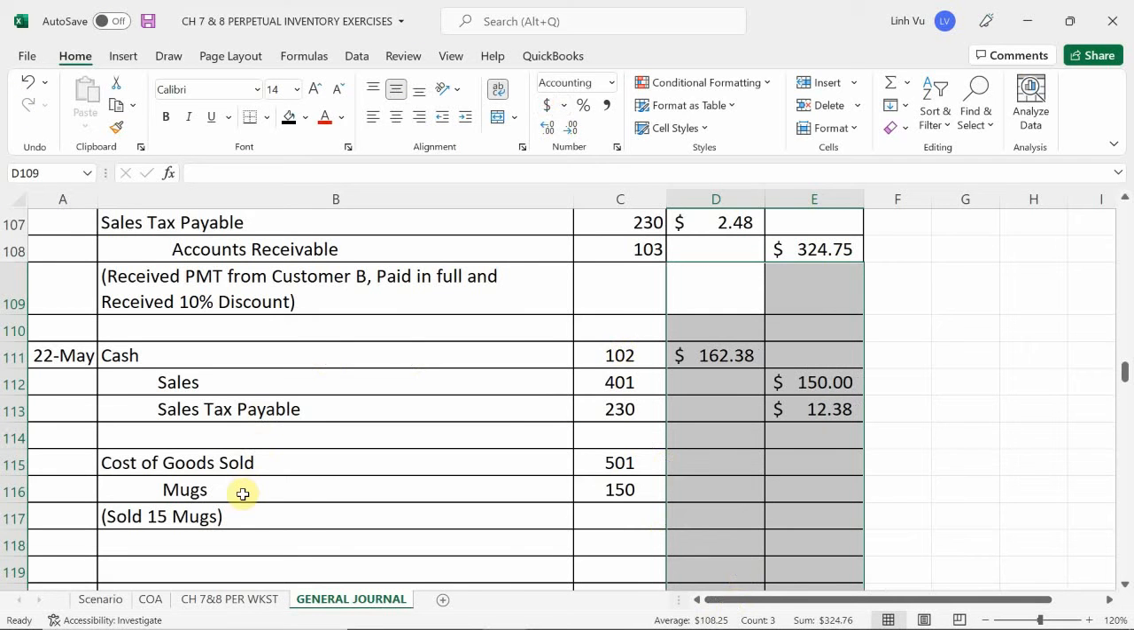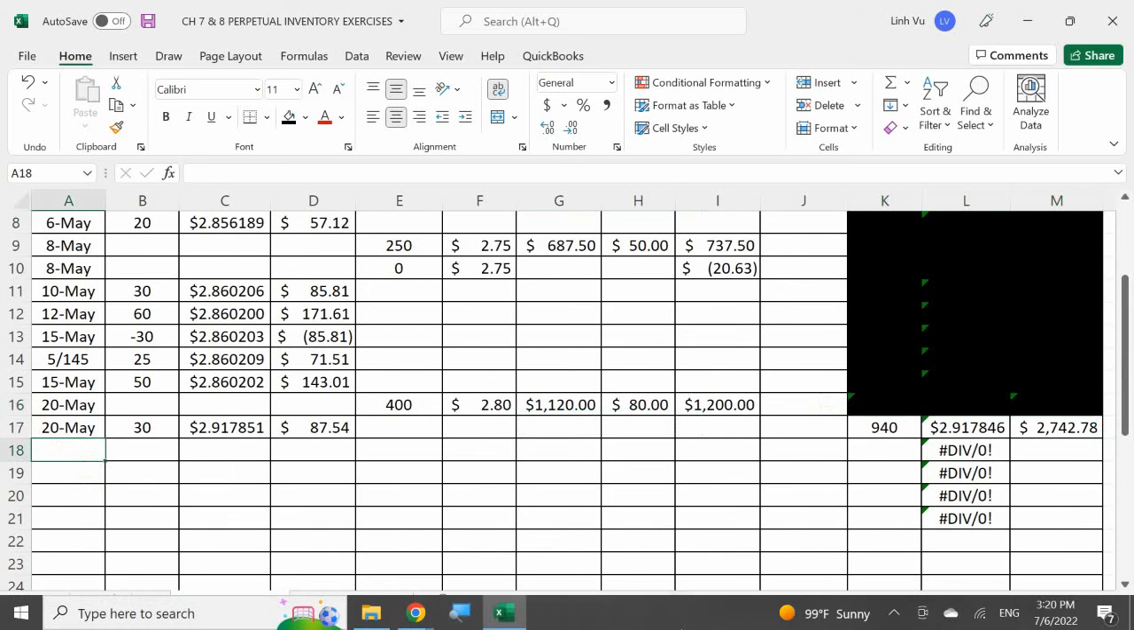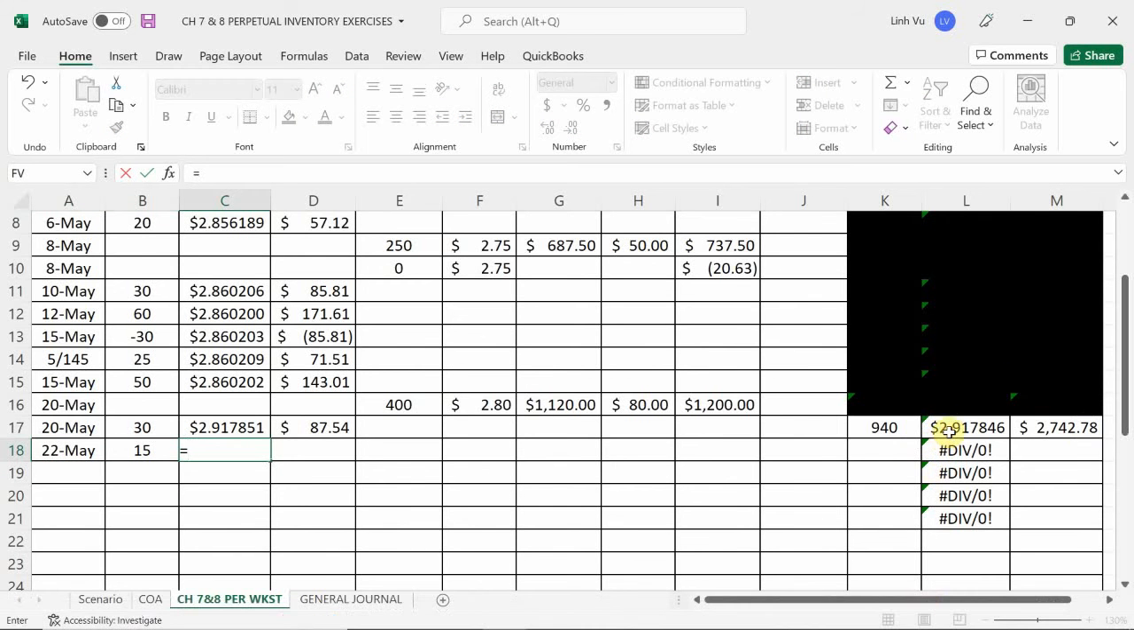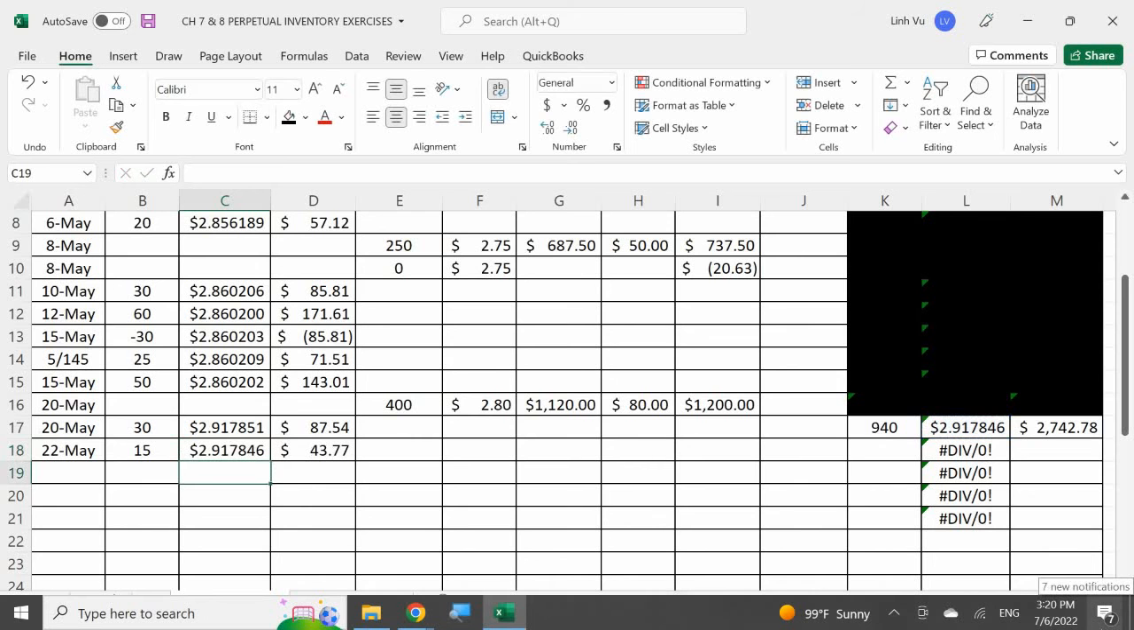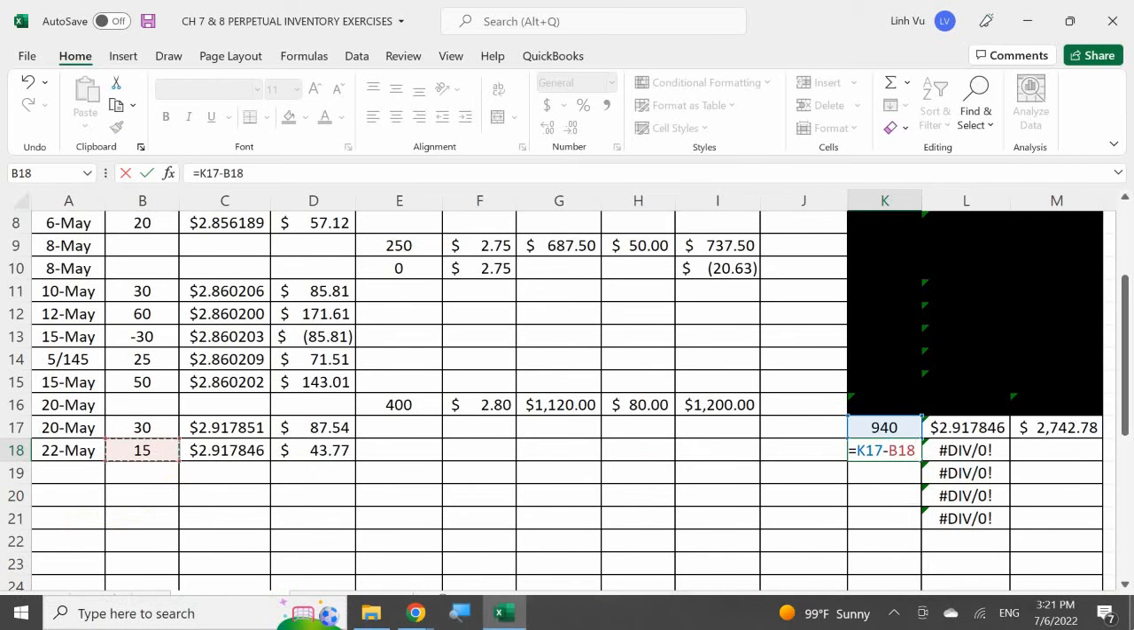Okay. And because we sold 15 mugs, we now need to update our inventory. It's May 22nd. We sold 15 mugs right now. My average cost per item is still at that $2.91. So we should have sold a grand total, costing me a total of $43.77.